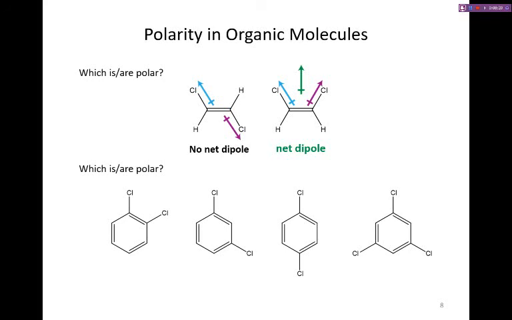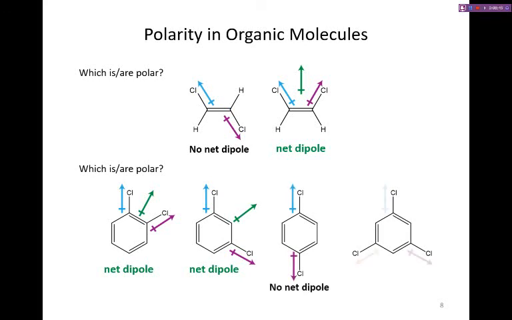Welcome back. So if we draw the bond dipoles, they're pointing from the carbons to the chlorines, which gives us a net dipole in the resulting direction. We can repeat this process for all of the molecules. And what we see is that when they're exactly opposing, or when the net of them is that they're opposing, then they cancel out.